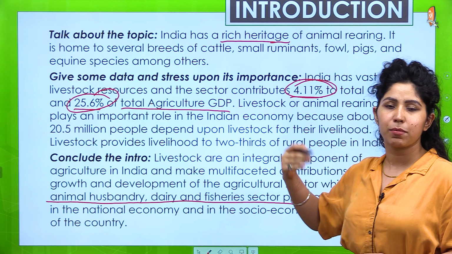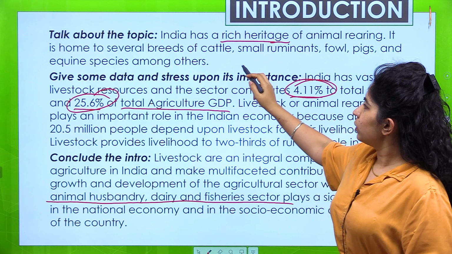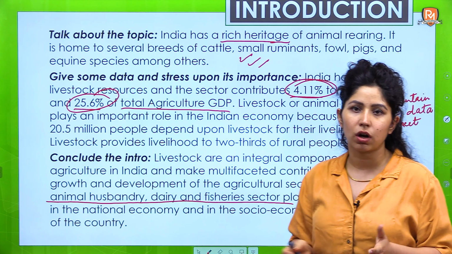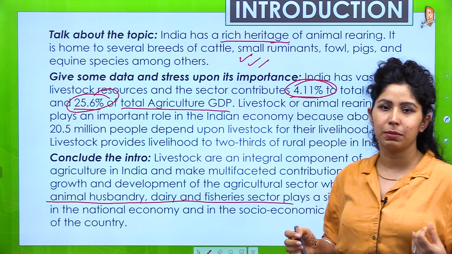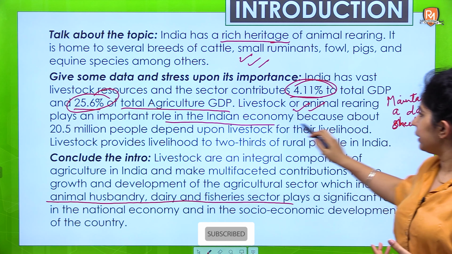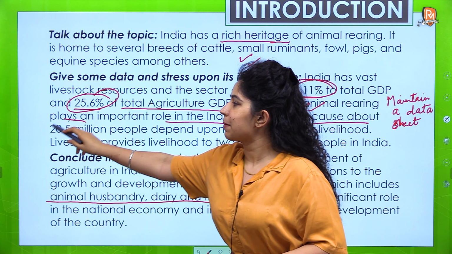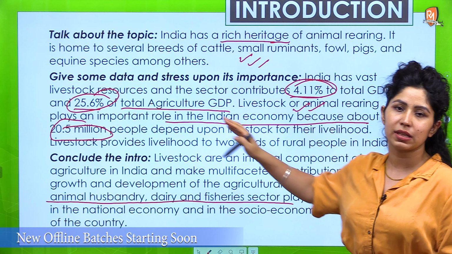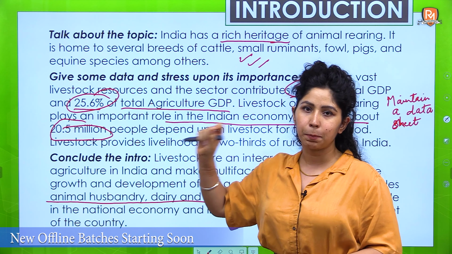Now, the first two lines of the introduction were about telling the examiner what you know about the importance of livestock and animal rearing. The next two lines will be about data. So it plays an important role in the Indian economy because about 20.5 million people depend upon livestock for their livelihood. So this is data with regards to employment.